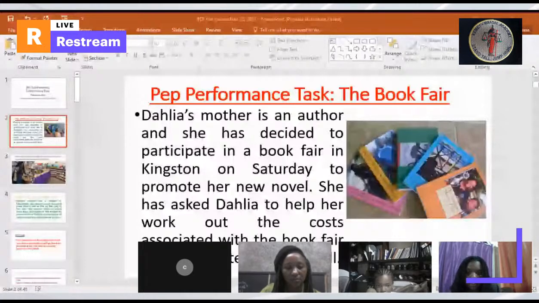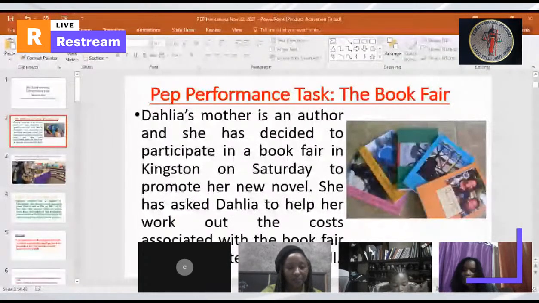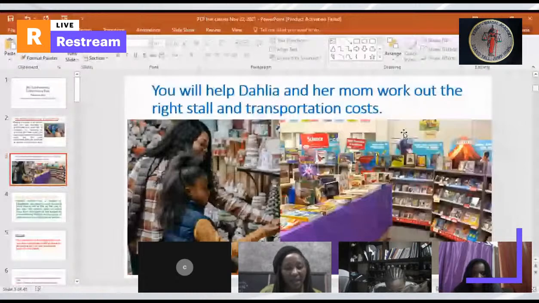Dahlia's mother is an author, and she has decided to participate in a book fair in Kingston on Saturday to promote her new novel. She has asked Dahlia to help her work out the costs associated with the book fair, as well as the stall. So here we have Dahlia and mom, and you are going to help Dahlia and her mom to work out the right stall to choose based on her budget and the transportation cost, and the better taxi options to choose.